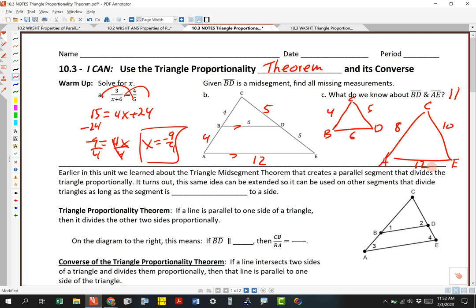Okay? So earlier in the unit, this is what we learned about. We learned about the triangle mid-segment theorem. It creates that parallel segment and it divides the triangle proportionally. It's this very picture, this very idea up here that we've been talking about.